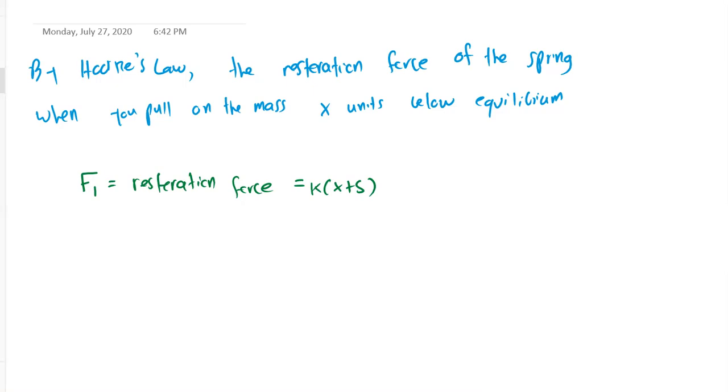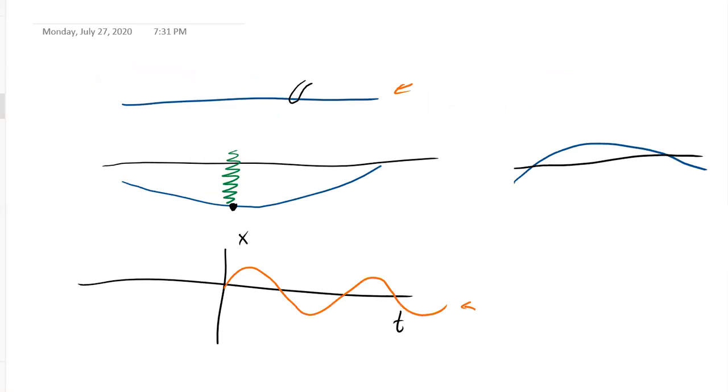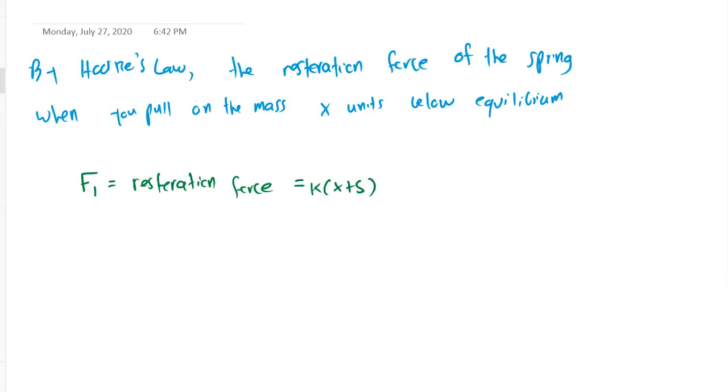So we don't know what k is, but we know that given our setup in picture 3, our restoration force is going to be proportional to x plus s, the total distance that the spring has been elongated.